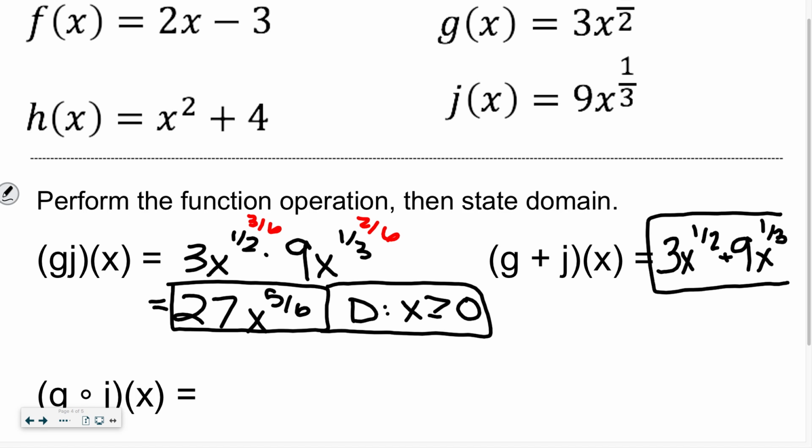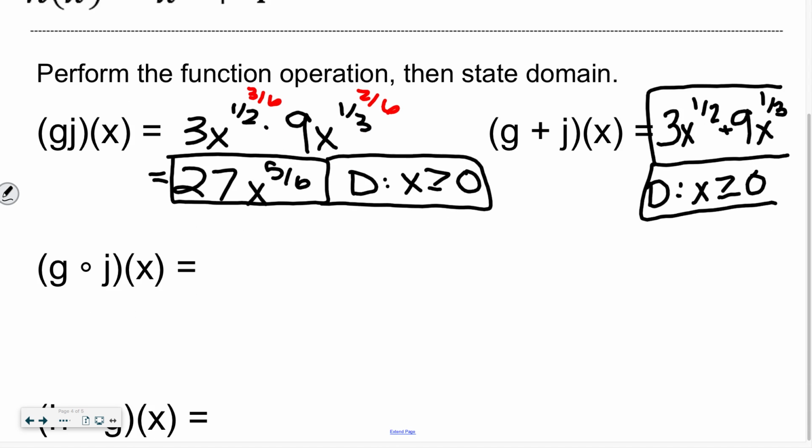What would be your domain? Yeah, x is greater than or equal to 0. For the 9x to the 1/3, that has a domain of all real numbers, but we still have to be able to plug it into the other one to get an output. So it has to be greater than or equal to 0. Okay, g of j of x.